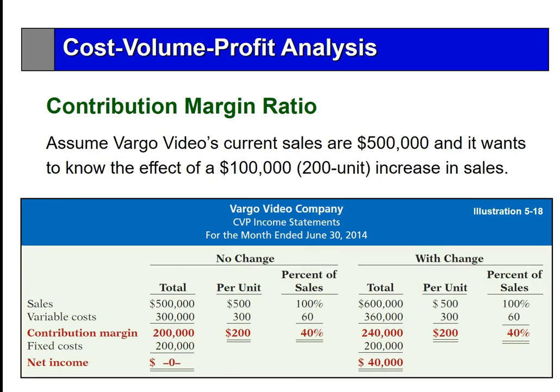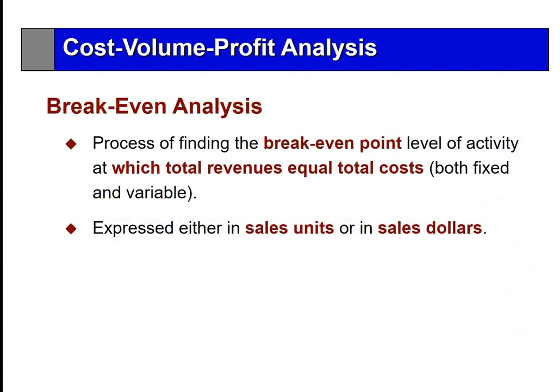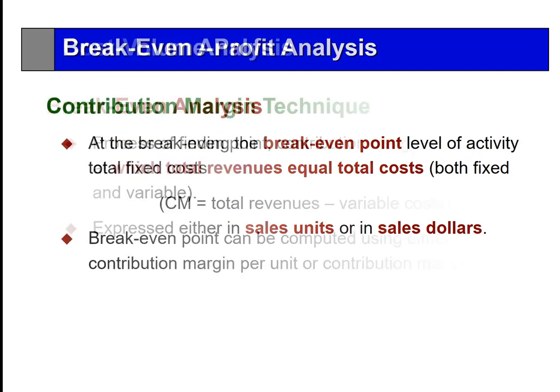Now what would happen if I was to sell more? A 200 unit increase or $100,000. Well, as you can see, if sales goes from 500 to 600 and my contribution margin ratio is 40%, then my profit's going to go up 40%. I'm beyond break even. So my profit will go up 40% of that increase of the 100,000. So that's the usefulness of the ratio. Break-even analysis, the process of finding that point where total revenue equals total fixed costs. And it's expressed either as sales units or sales dollars.